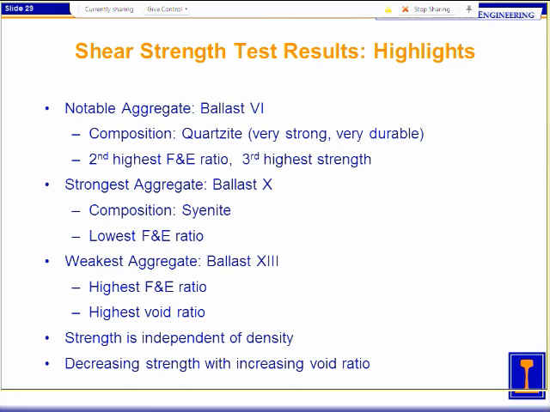Strongest aggregate before ballast A was added was ballast 10. It was a cyanide composition, notable because it was the only one. Lowest of the lowest F and E ratio, though. Ballast 13, on the other hand, that was our weakest, had the highest F and E ratio, highest void ratio also, smallest percentage of small particles. A lot going against it, and it's very much showing in the test results. One thing we did find, strength was pretty much independent of density. And as I stated, we saw decreasing strength with increasing void ratio.